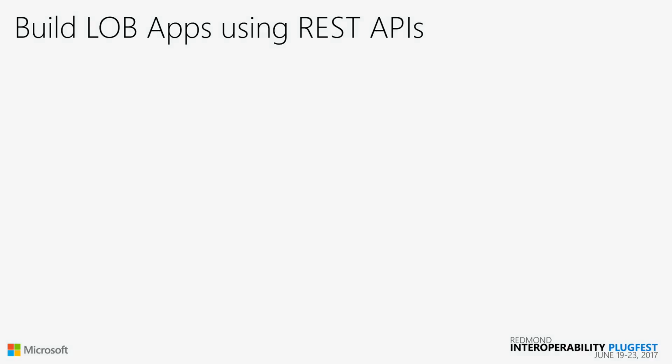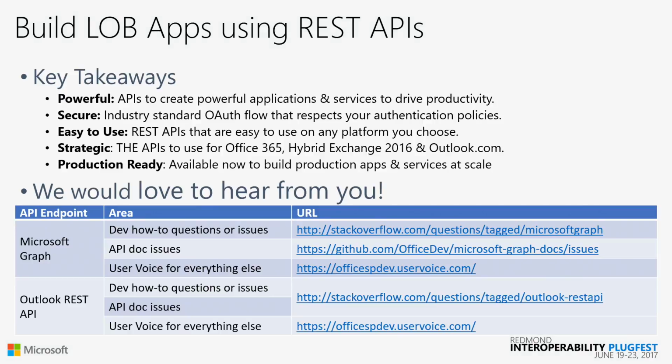All right, wrap up. The key takeaway that I mentioned: these are super powerful APIs. Using the Graph APIs, you will be able to access all the contents: mail, calendar, contacts, SharePoint, OneDrive, all the stuff. So it is super powerful. You can build a lot of scenarios.